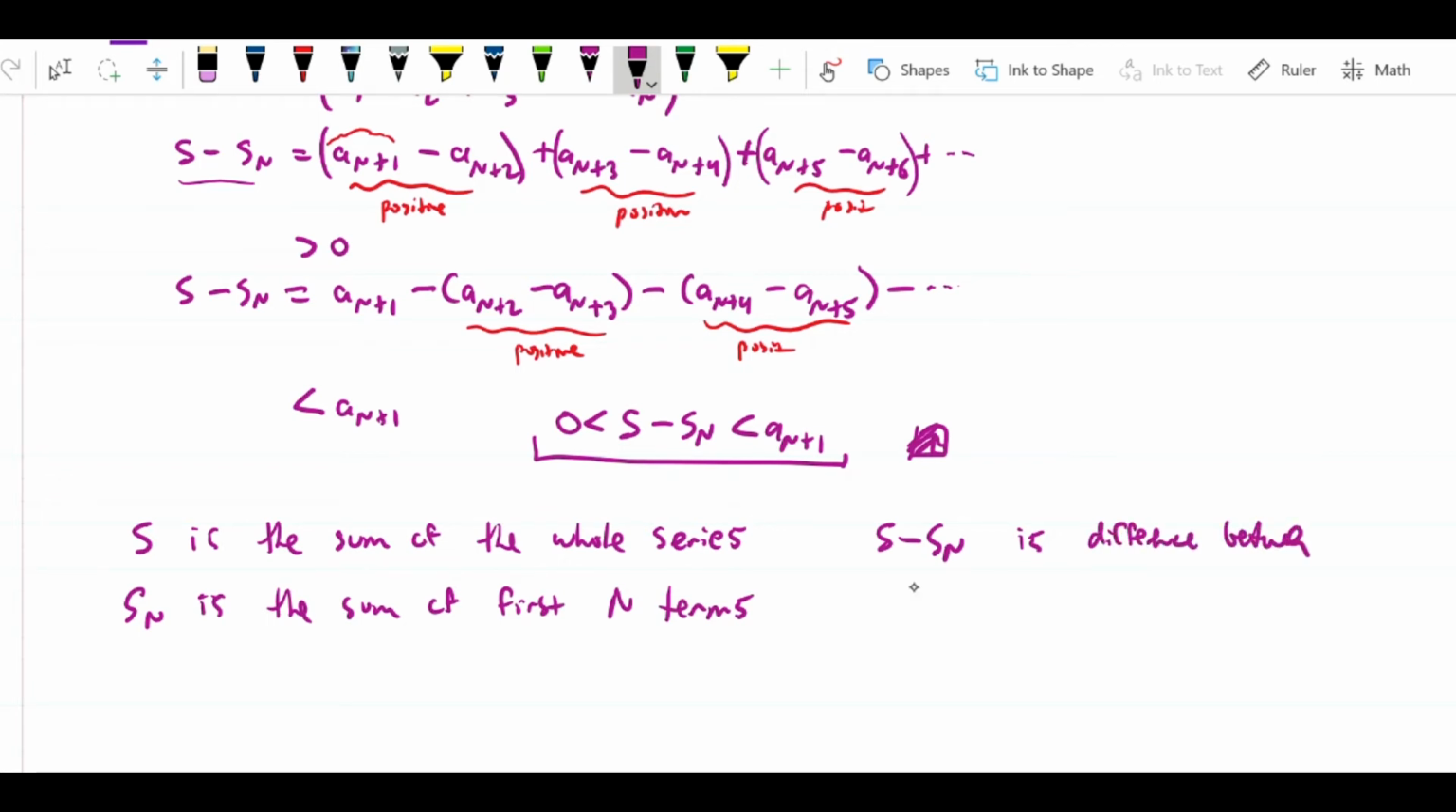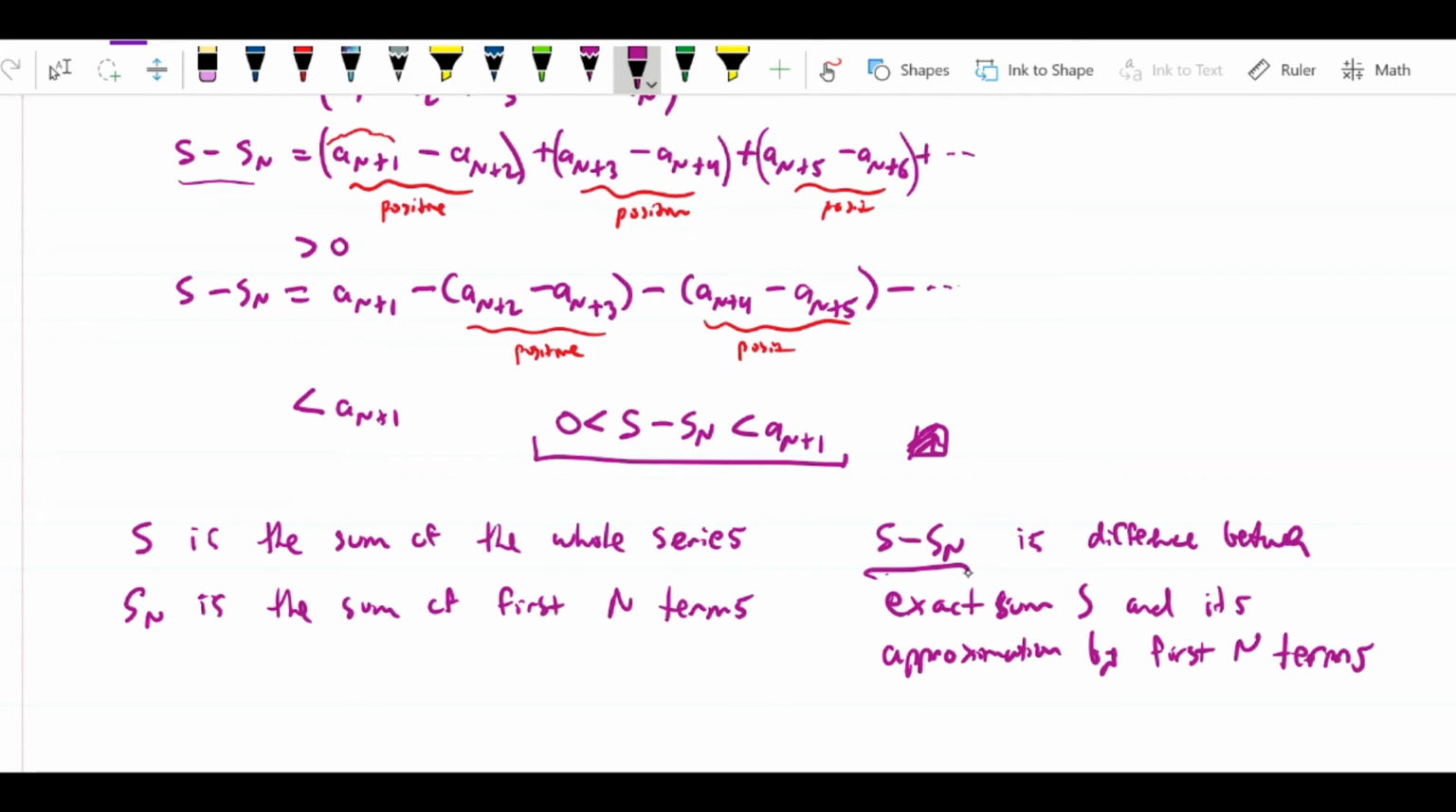between the exact sum and its approximation by the first n terms. So when we look at the expression S minus Sn, what we're really asking is how bad of an approximation is using the first n terms to approximate the whole series. And the answer is it's going to be no worse than the next term in the series. I'll show you an example a little bit later that demonstrates this principle.